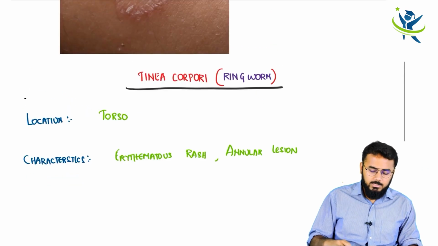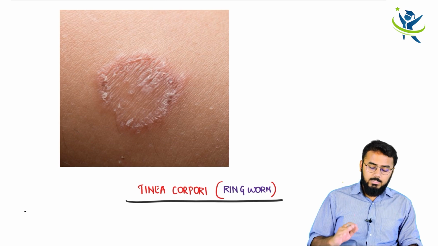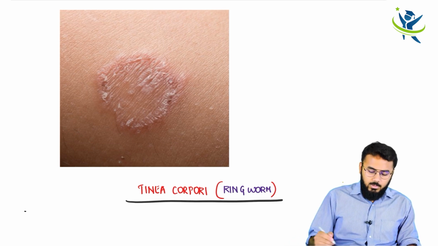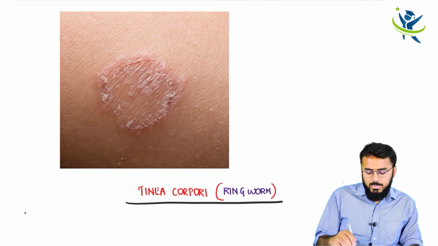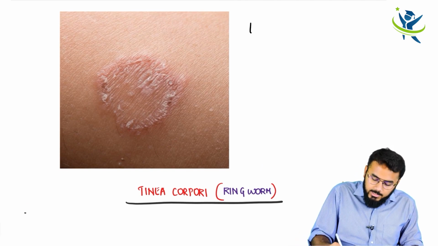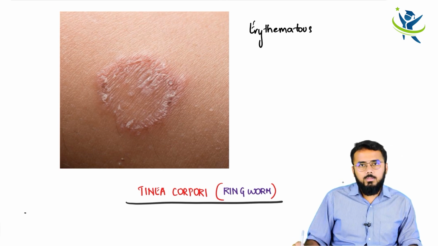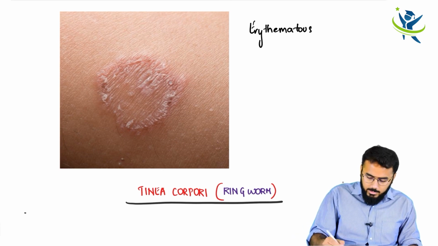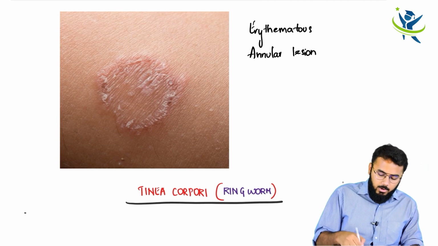So let me show you the rash and then discuss this. This is the rash, right? This rash is located on the torso. Point number one, this is a red colored rash, isn't it? So this is an erythematous rash. Next important thing is that it is circular, so it is an annular lesion.